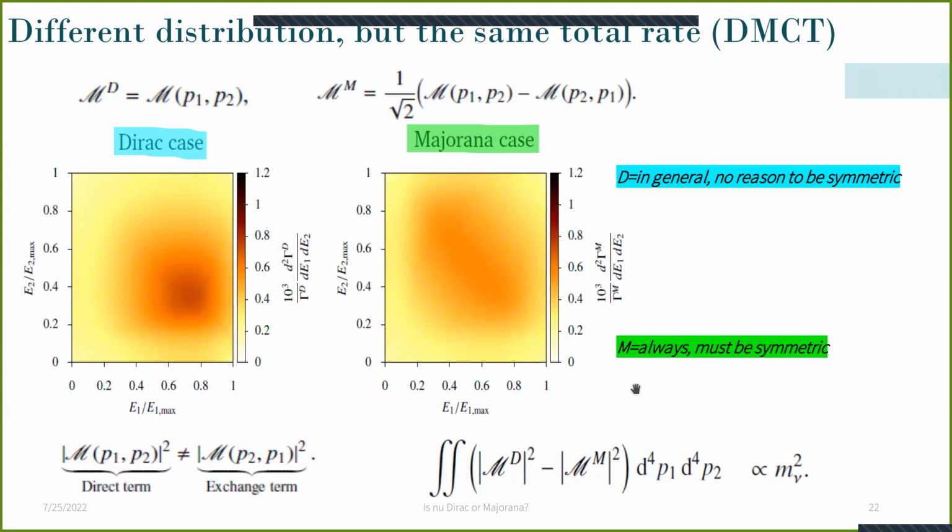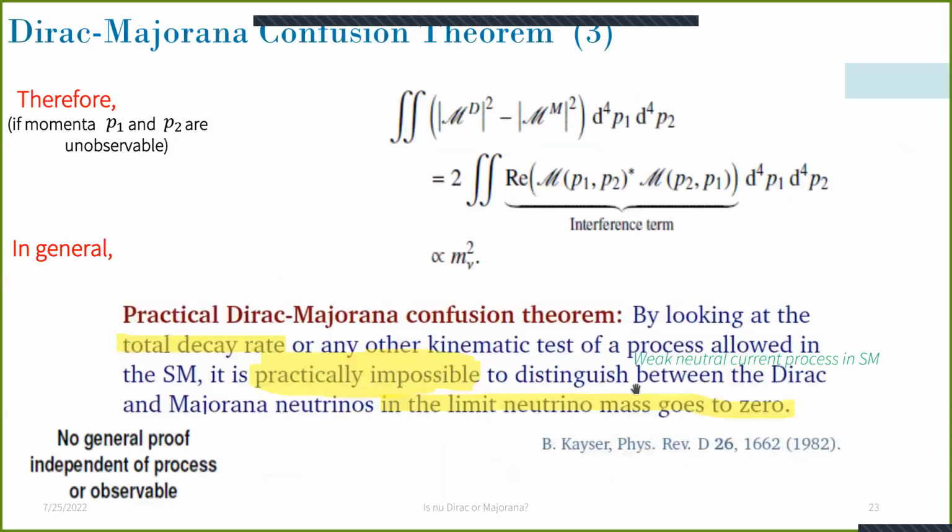You get the M scale. This is called the Dirac-Majorana confusion theorem. From now on, I usually call it DMCT. That's the Dirac-Majorana confusion theorem. This is coming out at the M scale, with only interference from sub-I. Now, this was first stated by Kayser in '82.